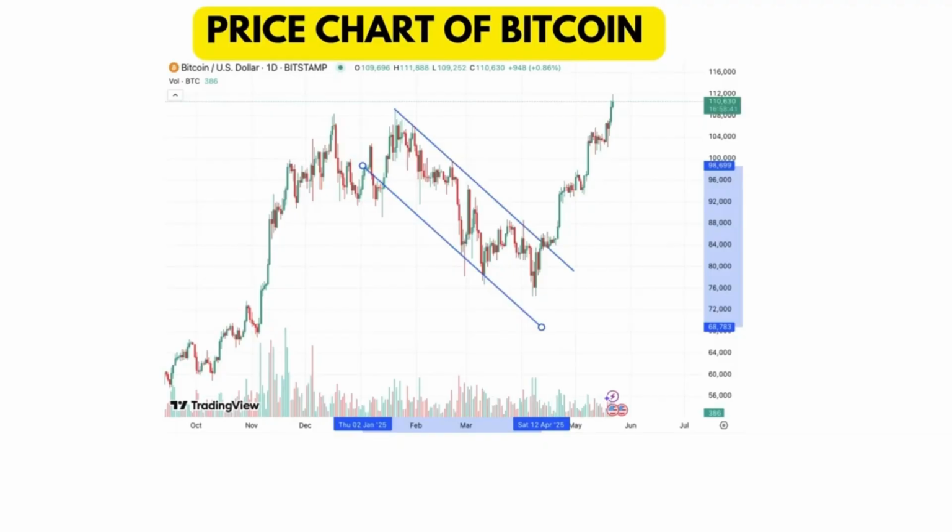So let's look at Bitcoin's chart. You will notice that the price of Bitcoin was in a downtrend for several months. It tried to break out in February and failed, but at the end of April, it successfully broke out with a lot of volume. It started making higher highs and higher lows, which are in contrast to the lower highs and lower lows it was making while in a downtrend. This is a very bullish trend.